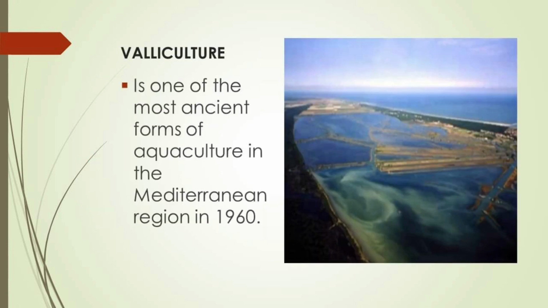We have here valley culture. It is one of the most ancient forms of aquaculture in the Mediterranean region. This basically exploits the seasonal migrations of some fish species from the sea into lagoons by preventing the fish from returning to the sea. Examples are the eel, the sea bass, sole, and mullets, and these are also the target species of the valley culture.